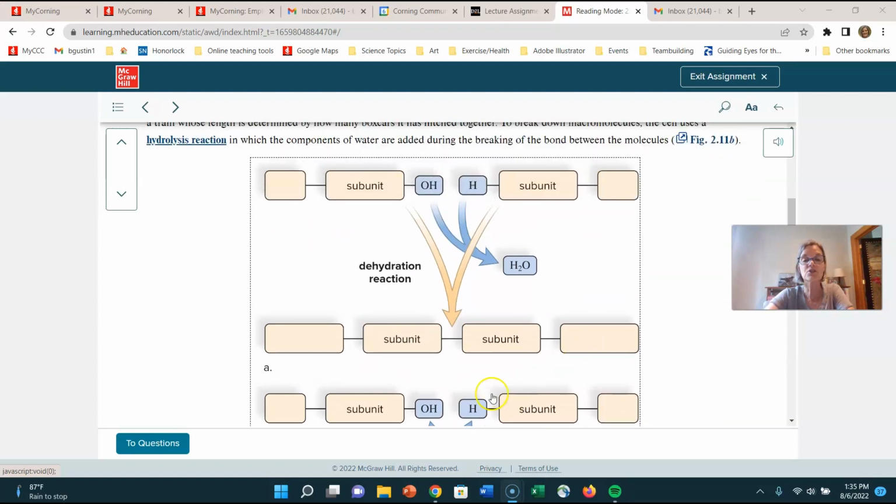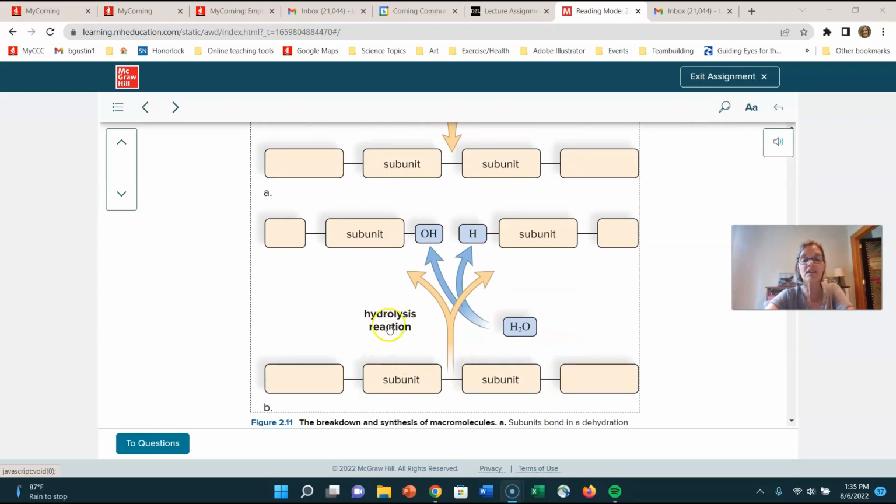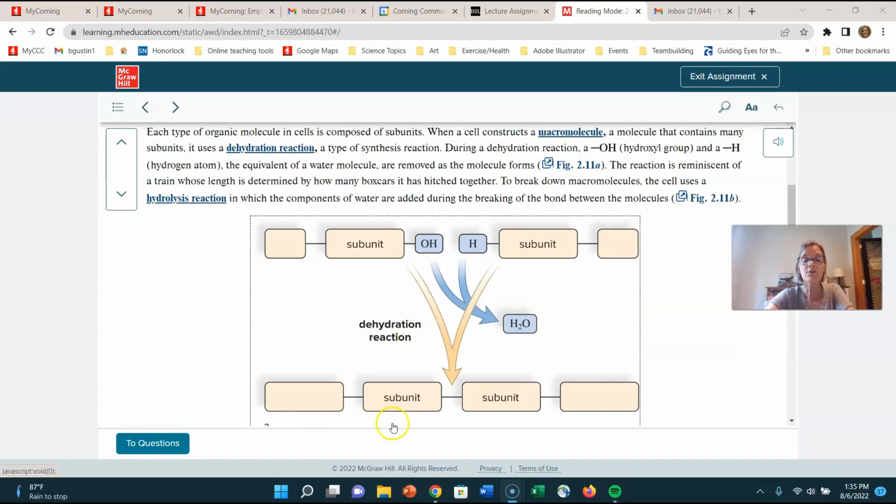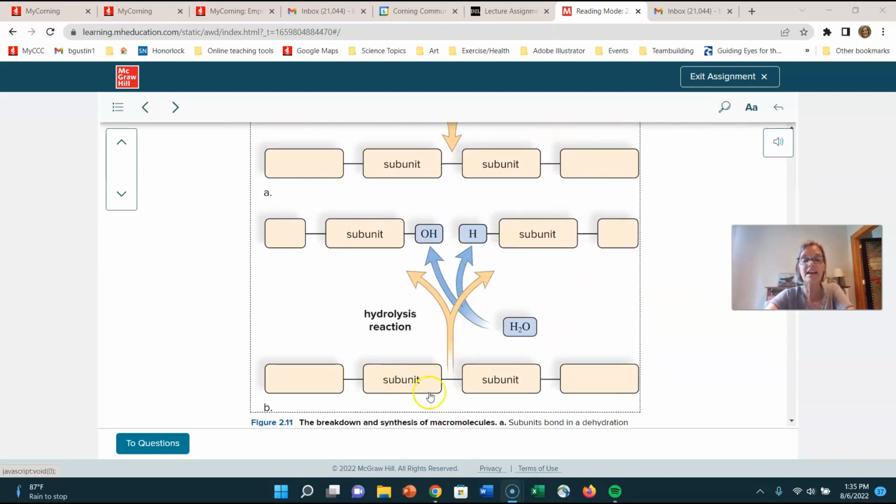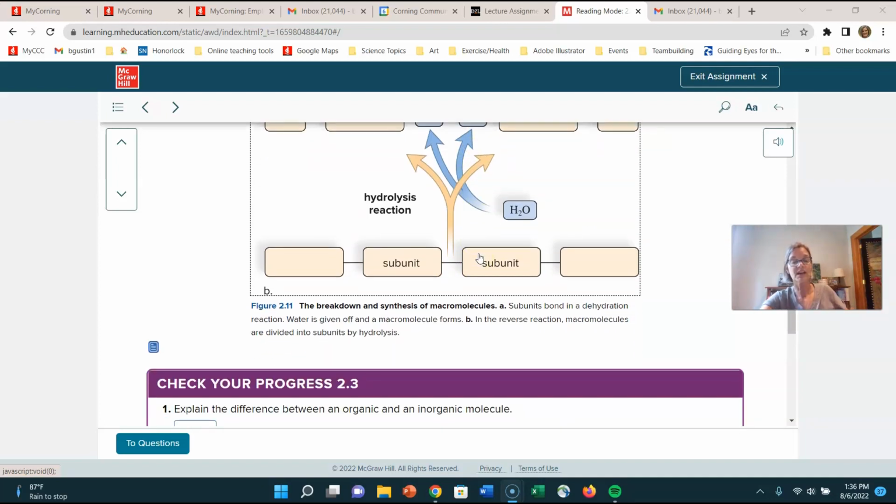The other thing you can do is add a water back. I can reverse this reaction, and we call that a hydrolysis. Hydro, water, lysis, to break. So we can use water to break a larger molecule. Add the water back, break this bond, and now you have the subunits of that larger molecule again. So dehydration forms larger molecules, and hydrolysis is a biochemical reaction that breaks larger molecules into smaller ones. That's it.